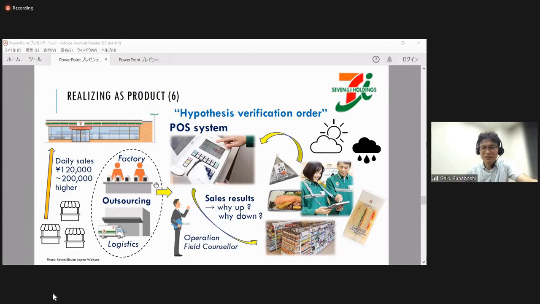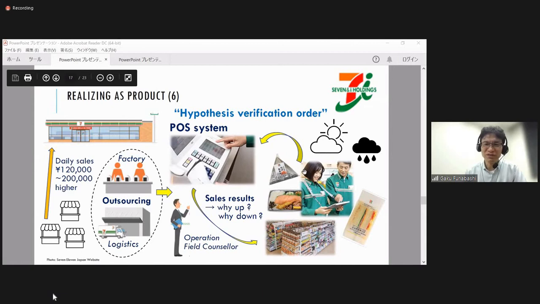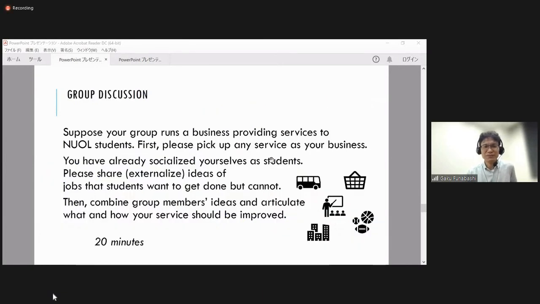And sometimes people like operation field counselors from the headquarters come to the store and help them. And with this kind of system, 7-Eleven in Japan has higher average daily sales than other similar stores. So this kind of experience by human beings exceeds a big data system. This is 7-Eleven's hypothesis verification order, and that is also based on the socialization process of the regions.